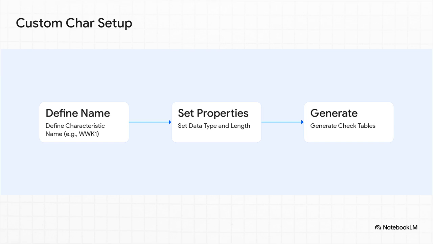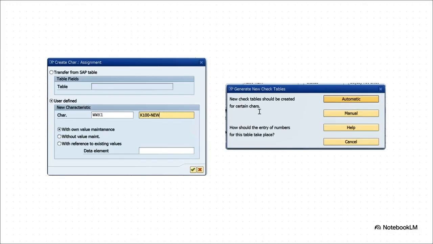Constructing a custom characteristic isn't just slapping a name on a field. It's a very precise technical procedure. We have to define the name, set the exact data type and length, and crucially, we have to generate check tables. This ensures the system knows exactly how to validate any new data points that get entered. For example, when setting up a custom characteristic like WWK1, we explicitly prompt SAP to automatically generate those necessary check tables. That automation is absolutely key to maintaining a clean, error-free reporting environment down the line.